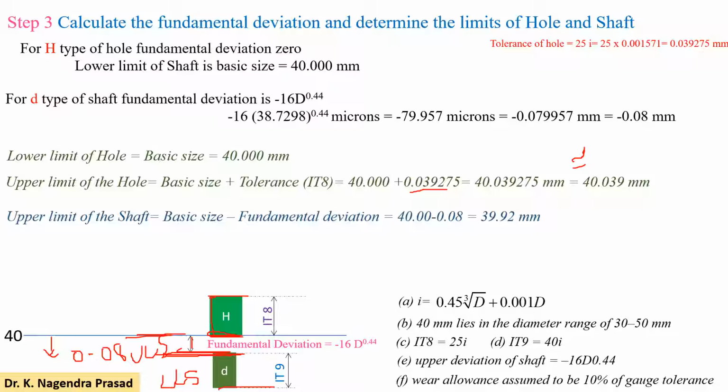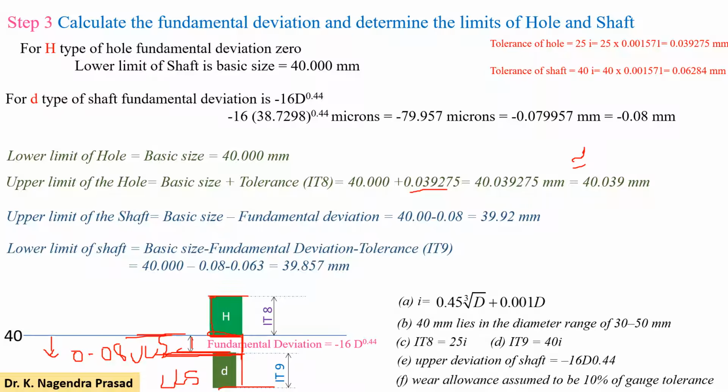Then the lower limit of the shaft will become the basic size minus the fundamental deviation minus the tolerance value. The basic size is 40 mm, the fundamental deviation is 0.08, and the tolerance on the shaft, IT9 value, is 0.063. Then substitute all these values. The lower limit of the shaft will become 40 minus 0.08 minus 0.063, which is 39.857 mm.